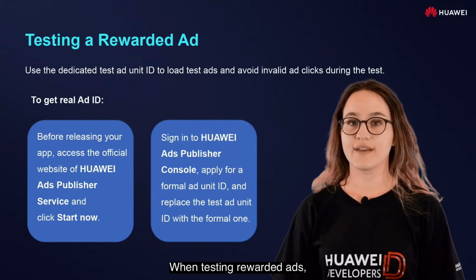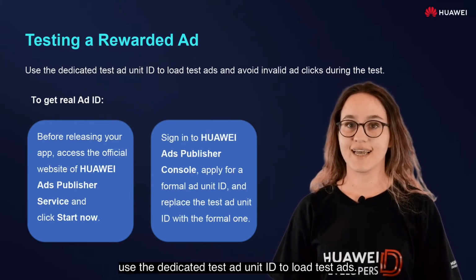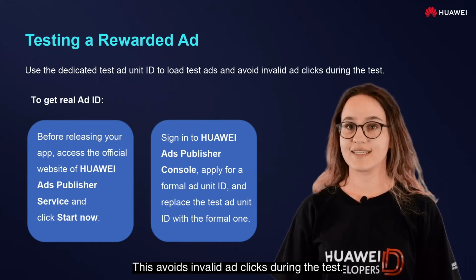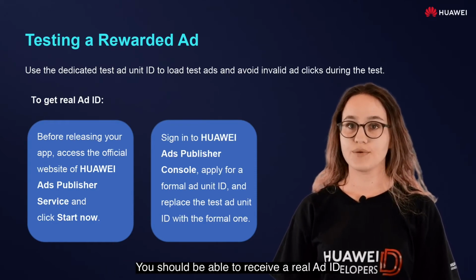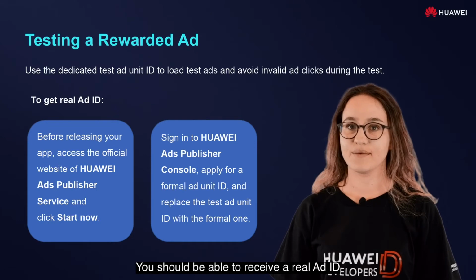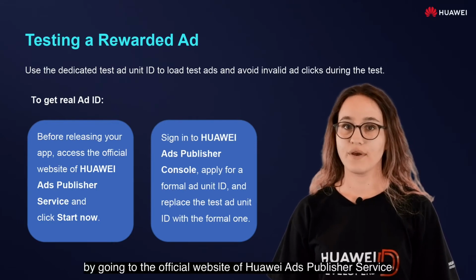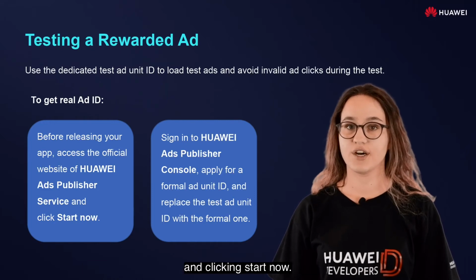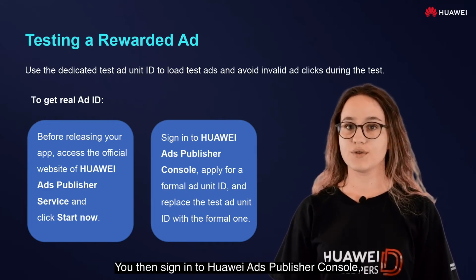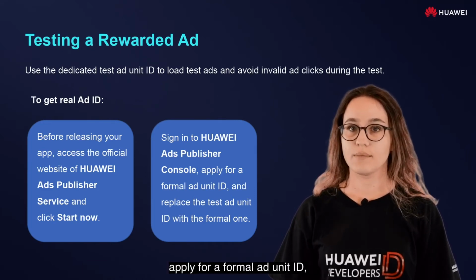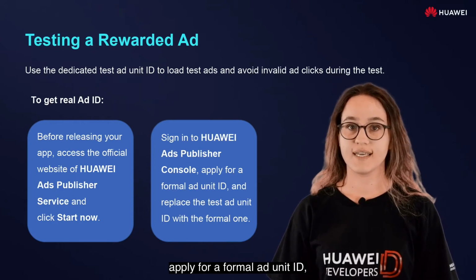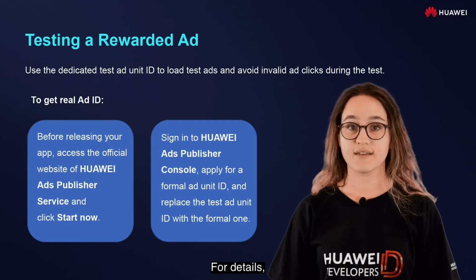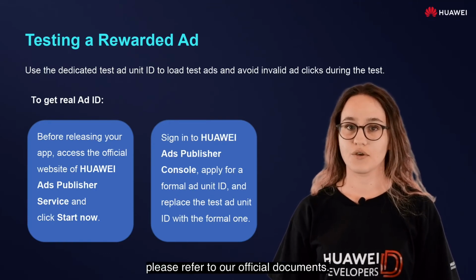When testing rewarded ads, use the dedicated test ad unit ID to load test ads. This avoids invalid ad clicks during the test. You should be able to receive a real ad ID before releasing your app by going to the official website of Huawei Ads Publisher Service and clicking Start Now. You then sign in to the Huawei Ads Publisher console, apply for a formal ad unit ID, and replace the test ad unit ID with a formal one. For details, please refer to our official documents.